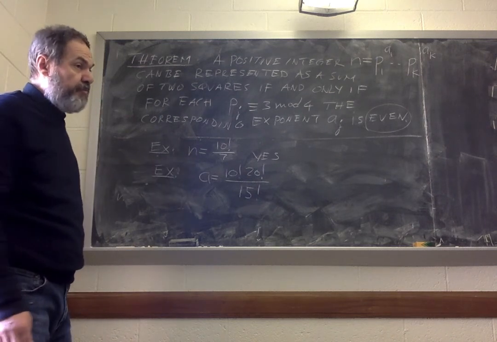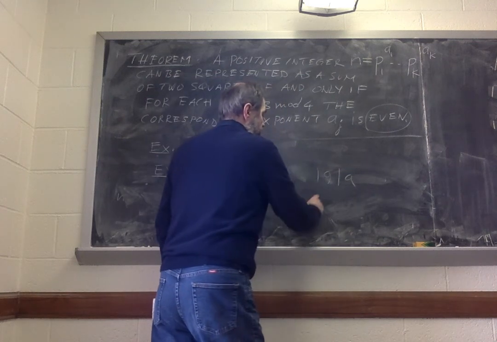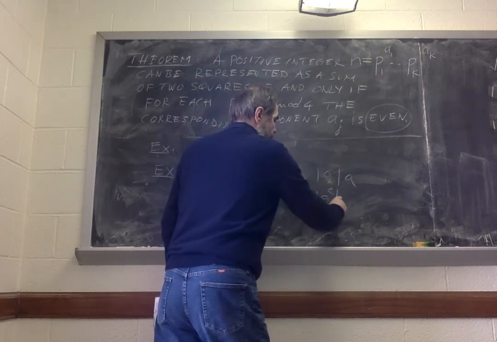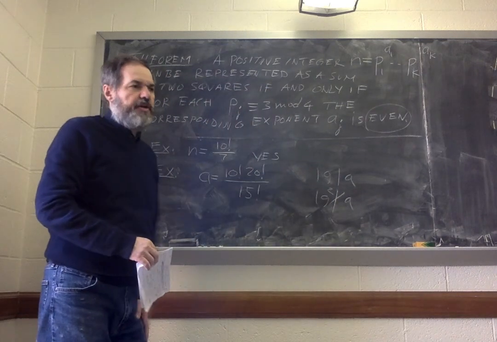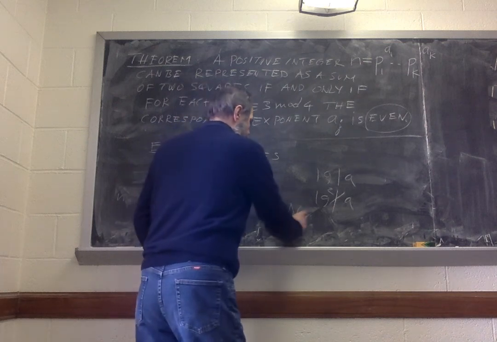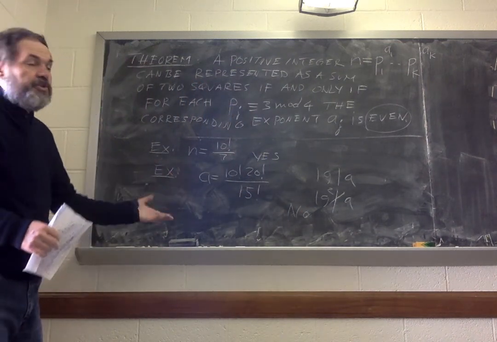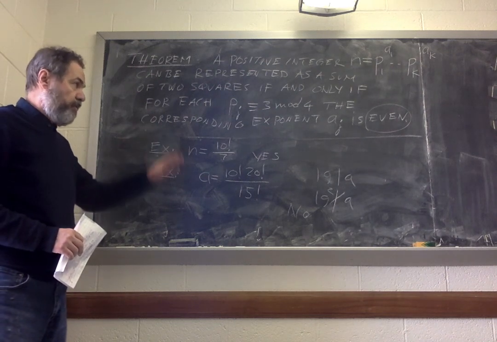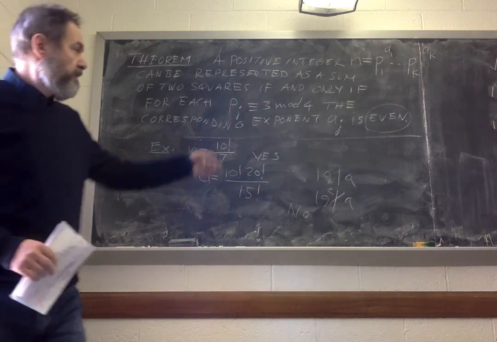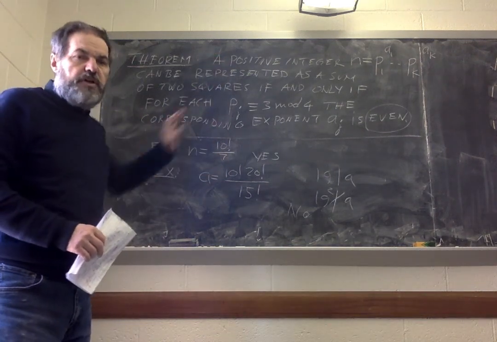19 is a prime congruent to 3 mod 4. Okay, 19 divides A, and 19 squared does not divide A. 19 appears with exponent 1. So the answer is indeed no. Okay, so it's clear how we can handle large numbers if we want. We just look at the primes that are congruent to 3 mod 4, see what exponents they have. If we see at least one exponent that's odd, the number is not representable.